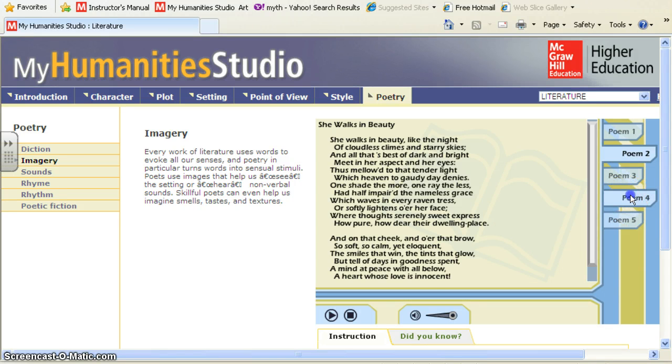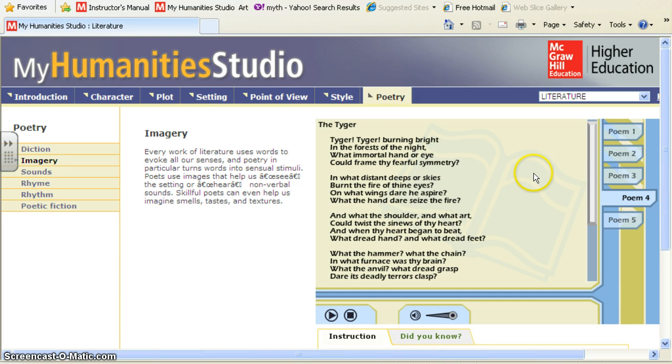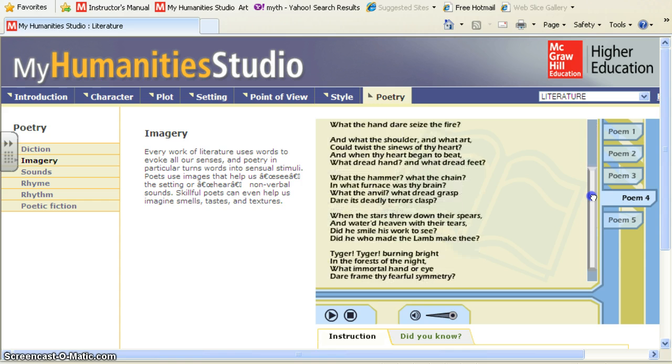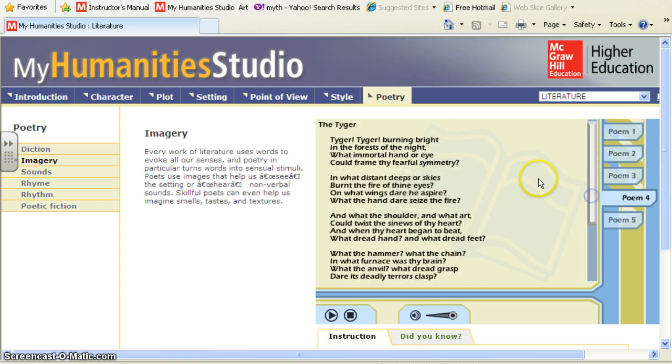Another favorite here. Yes, the tiger. This is a paired poem with The Lamb by William Blake. Tiger, tiger, burning bright in the forests of the night, what immortal hand or eye could frame thy fearful symmetry? Now, when you stop and think of symmetry and you picture a tiger, it's because they have symmetrical stripes on each side of their body. And you've got, what the shoulder, and what art could twist the sinews of thy heart.